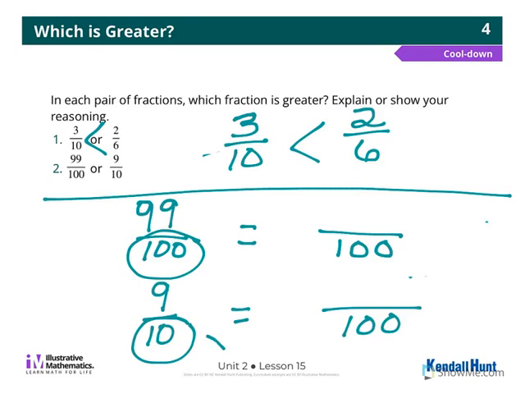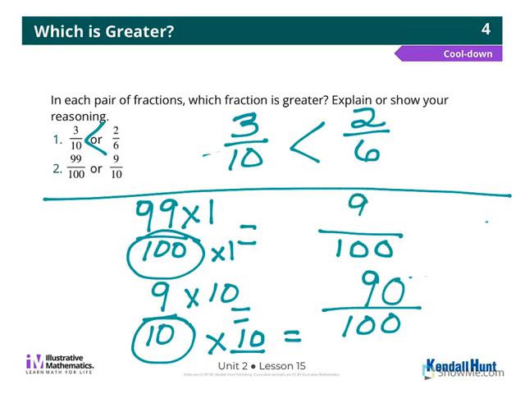So I'm going to think, okay, 10 times what number gives me 100? Well, 10 times 10. What I do to the bottom, I do to the top. 9 times 10 gives me 90. Okay. Now I do 99/100. 100 times 1 is 100. What I do to the bottom, I do to the top. 99 times 1 is 99. Okay? So now I'm looking, and 99/100 is greater than 90/100.